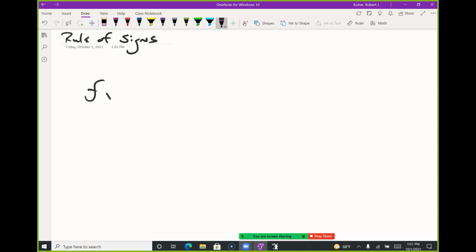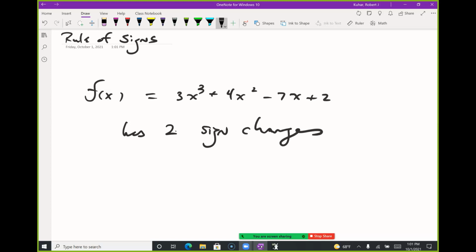So f of x, I'm going to use the function I just had, equal to 3x^4 plus 3x cubed plus 4x squared minus 7x plus 2, has 2 sign changes. Right? Do you see it? Positive, positive, negative, that's a change. Back to positive, that's a change. So 2 sign changes. So René said f of x has 2 or 2 plus 2n positive roots.